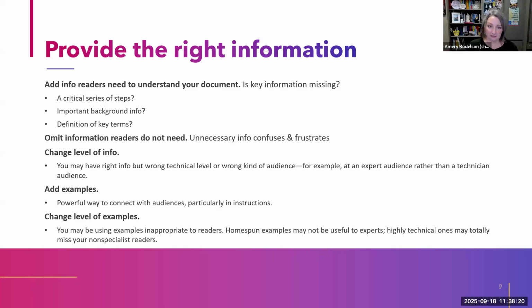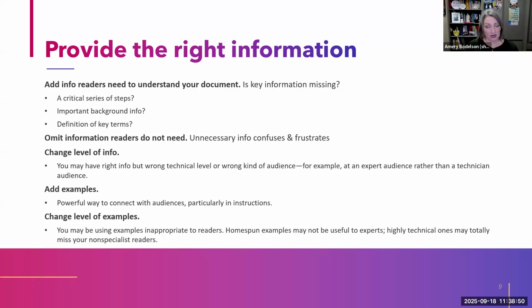You might have the right information, but the wrong technical level or wrong kind of audience. So for example, an expert audience rather than a technician audience. People who are experts know everything about this. Maybe they've designed the software. They don't need you to write out for them how to install it. But a technician who might be working with actual clients in their homes might need more information because they're going to be working with people who are novices. So again, think about who is reading your document.